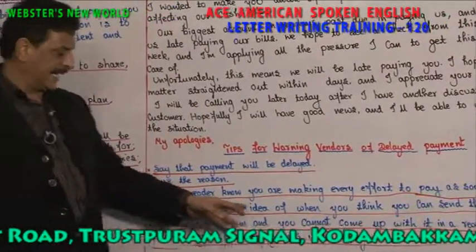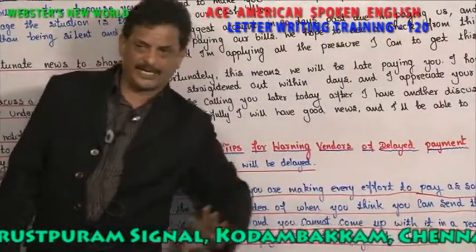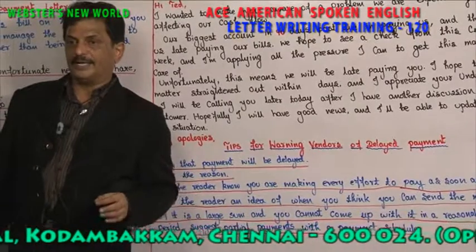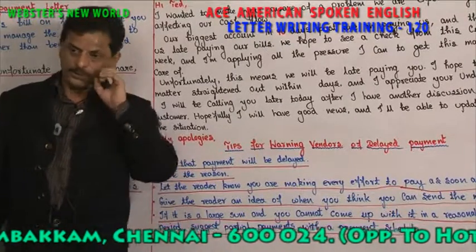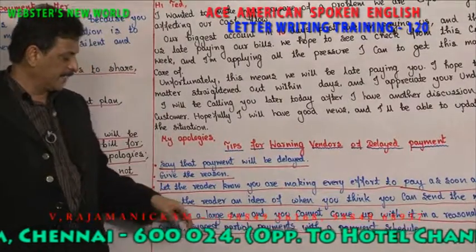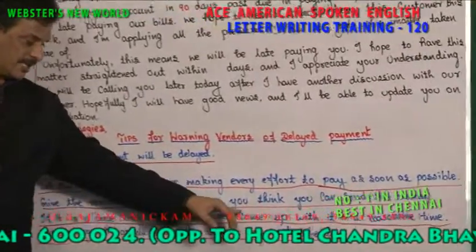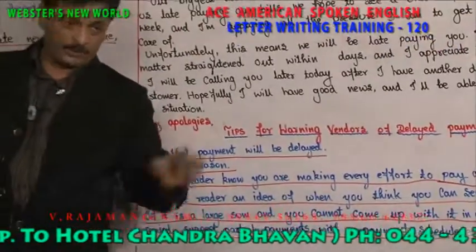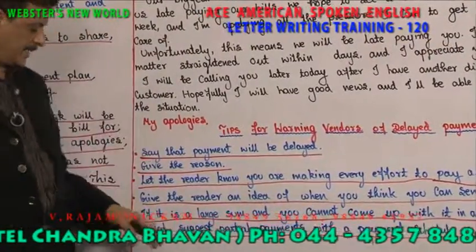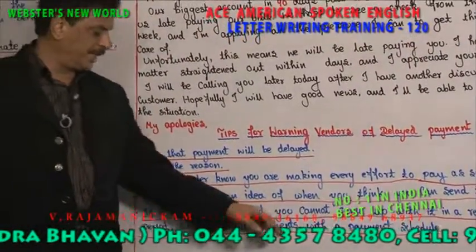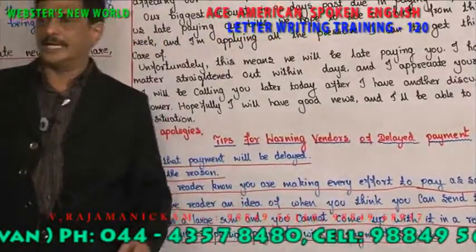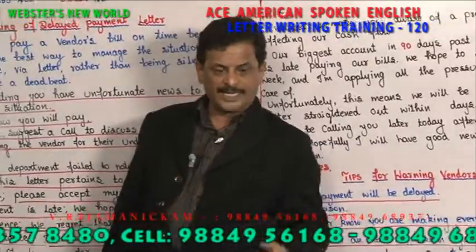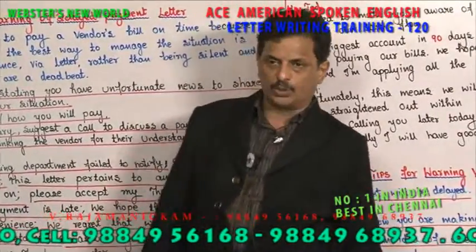Give the reader an idea of when you think you can send the money. You have to make the reader understand when you are going to give him the money. If it is a large sum and you cannot come up with it in a reasonable time, suppose it is 10 lakh and you are not able to give it within 2 or 3 months, suggest partial payments with a payment schedule. You tell them, okay, I'll pay you 1 lakh now, and after some months I'll pay the remaining amount in installments. That's what you have to do.